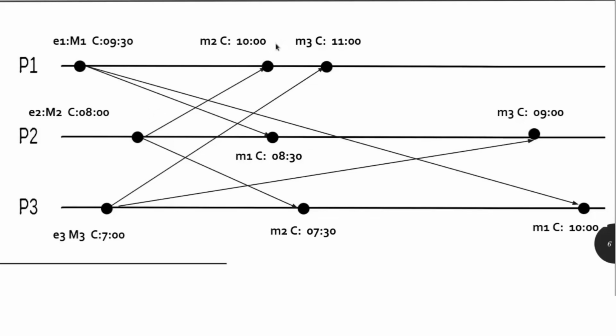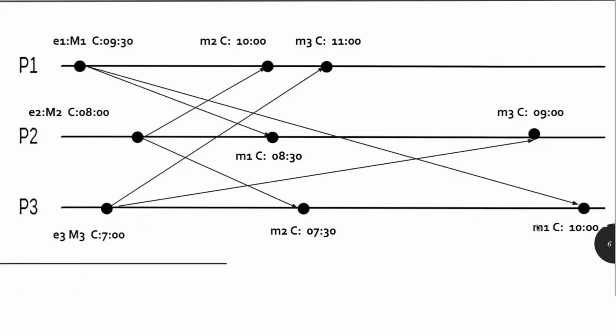That wouldn't also work because from the perspective of P1, he thinks that event E1 happened first and then E2 and then E3. But from the perspective of P2, he says, no, you got that wrong. It's actually E2 and then E1 and then E3. From the perspective of P3, he thinks both are wrong and he is correct. He says, you got it both wrong. It's actually E3 and then E2 and then E1.